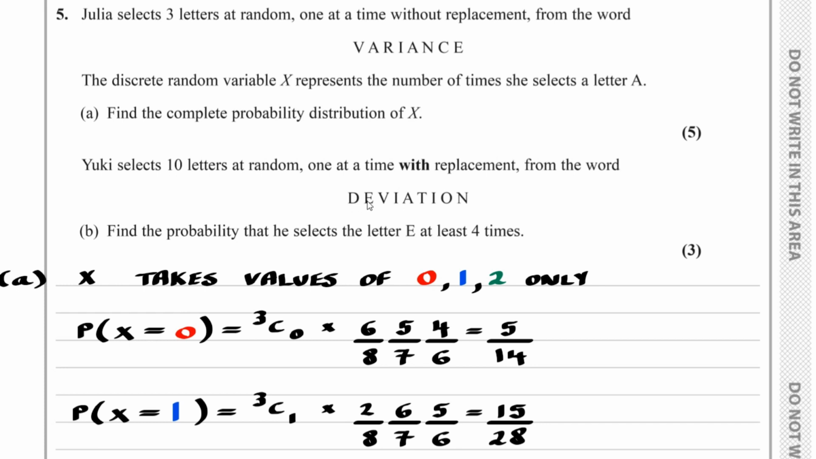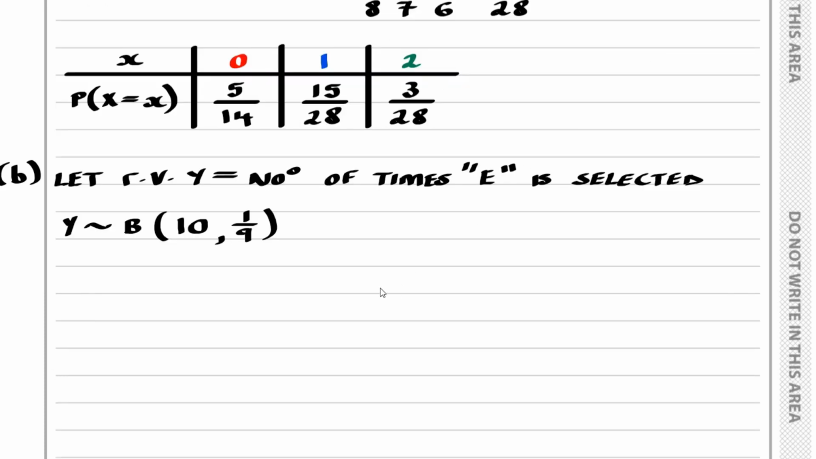Now I've got 1, 2, 3, 4, 5, 6, 7, 8, 9 letters, which means out of the 9 letters, E appears once. So the probability of obtaining an E is equal to 1/9, which means then Y follows a binomial distribution with parameters 10 and a 9th. 10 being the number of times we select letters, and a 9th corresponding to the probability of selecting an E. And what we're looking for is the probability that Y is greater than or equal to 4, because we have at least 4 times selecting E.